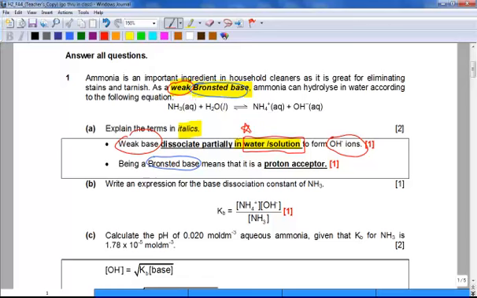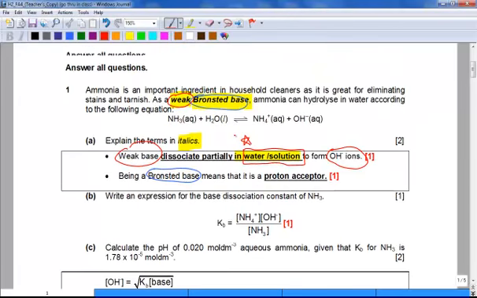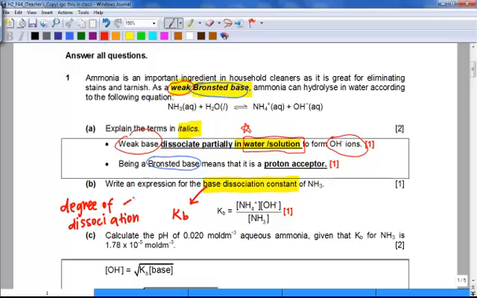Okay. For part B, they say write an expression for the base dissociation constant. The main thing here is you need to recognize what the base dissociation constant is. Recognize that it is talking about Kb. Take note that this is not the same as degree of dissociation. Degree of dissociation is not the same as base dissociation constant. Okay, they are not the same.